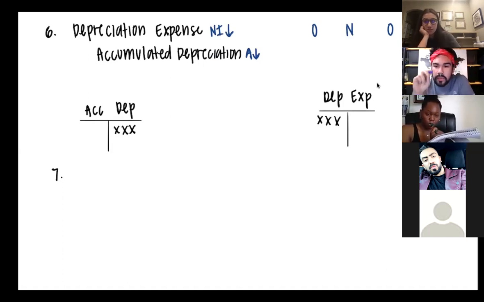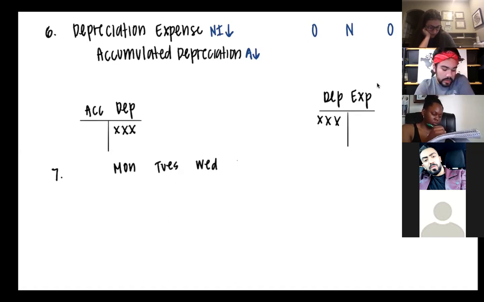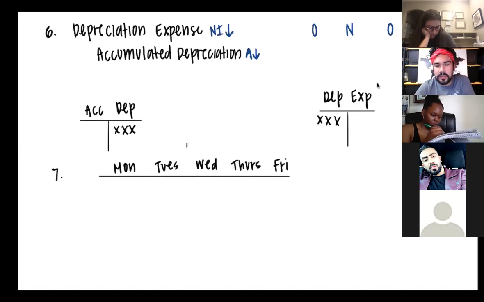So could you draw 5 days, like Monday, Tuesday, Wednesday, Thursday, Friday. So day 1 is Monday and day 5 is Friday. They're trying to see how much of salaries they owe to their employees before the year ends. So in the question it says the year end falls on a Tuesday. Could you draw a line between Tuesday and Wednesday? Yes, thank you.